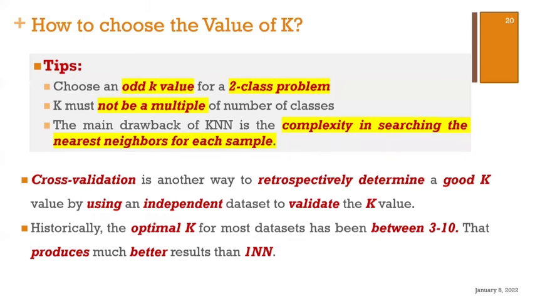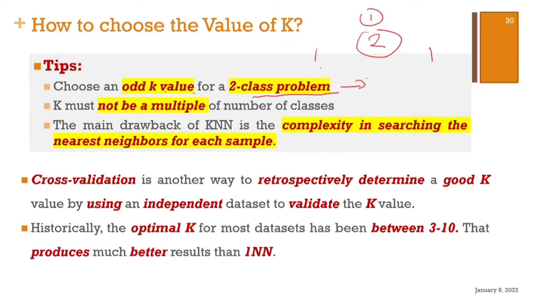Of course, there are a couple of pieces of advice, like I just mentioned, on how to choose K. It's just tips. Choose an odd number of K value for a 2 class problem. This is common sense, because if you have a 2 class problem, your K cannot be 2. If K is 2, class 1 has 1 value, class 2 also has 1 value. How are you going to vote? That's going to be 1 against 1. So there'll be confusion.